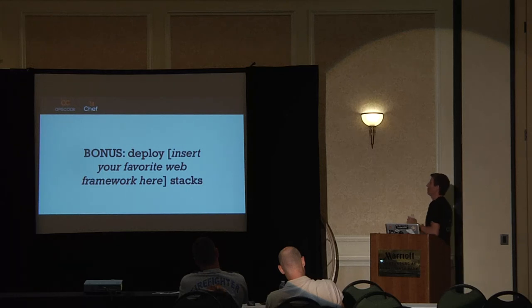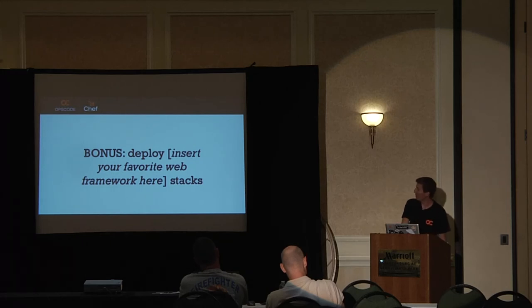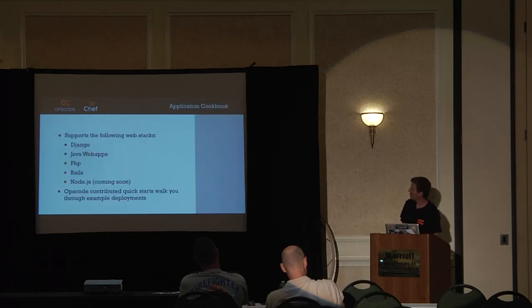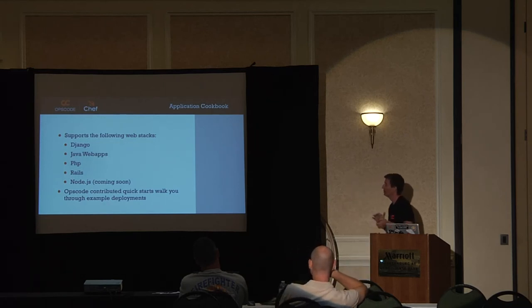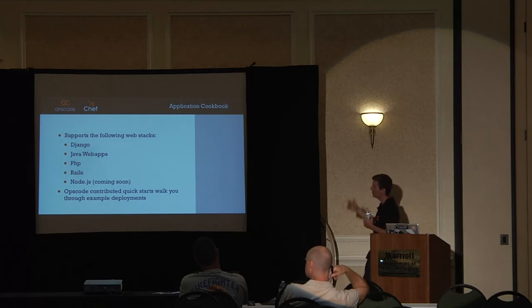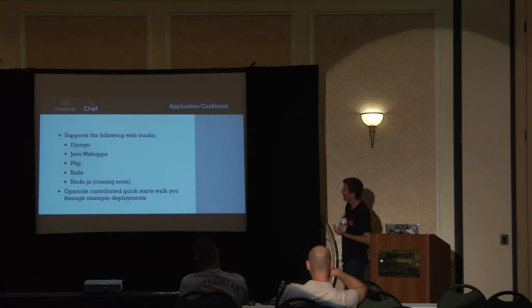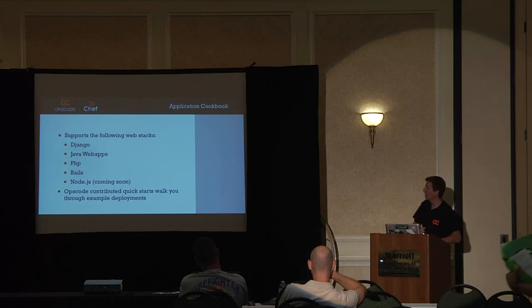So as a bonus, we just talked about doing this all with a Django application stack. Now the application cookbook, which we're not gonna dive into today, at a high level allows you to deploy the following web stacks. You can deploy Django, Java web apps, PHP, Rails, and we're gonna be adding Node.js soon. And that one cookbook has this pattern of deploy the code, get the server component running, configure it, right? That thing we talked about at a high level, you could insert these other technologies and do the exact same thing.